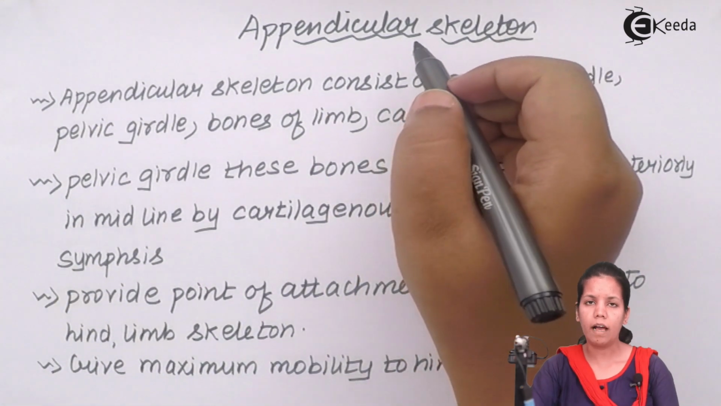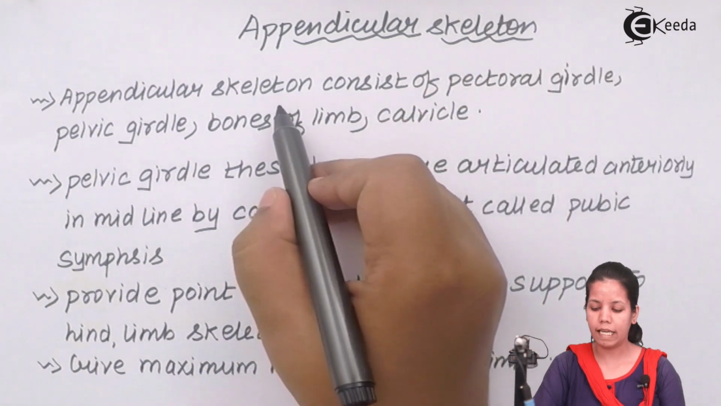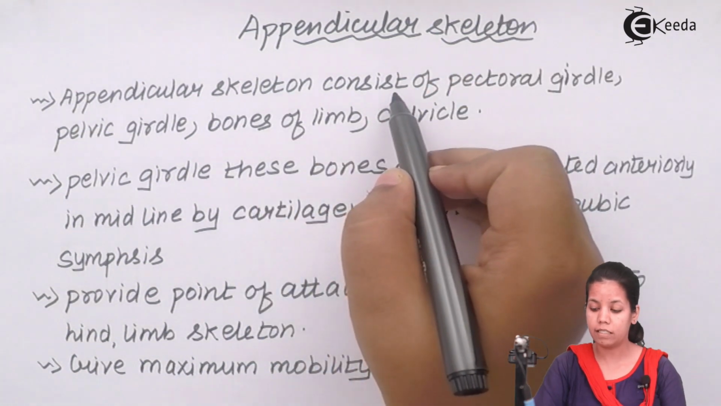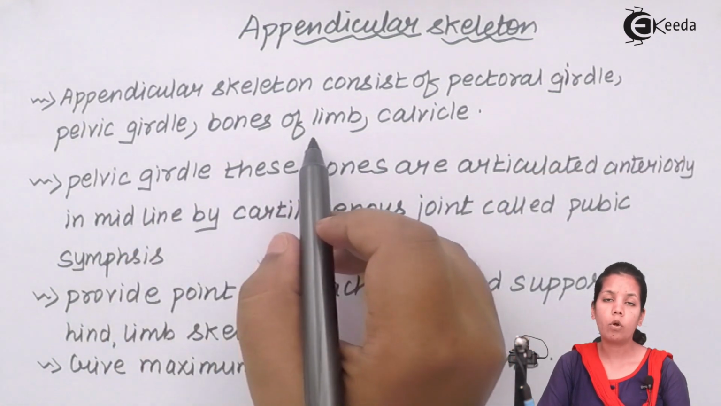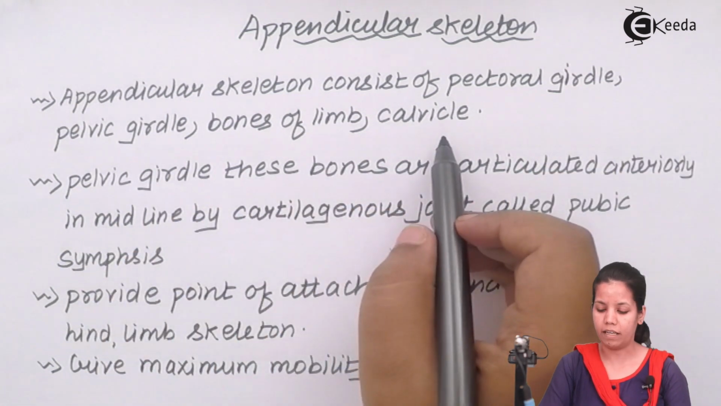Appendicular skeleton. Now if I talk about the appendicular skeleton, it basically consists of the pectoral girdle, pelvic girdle, bones of your limb as well as clavicle.